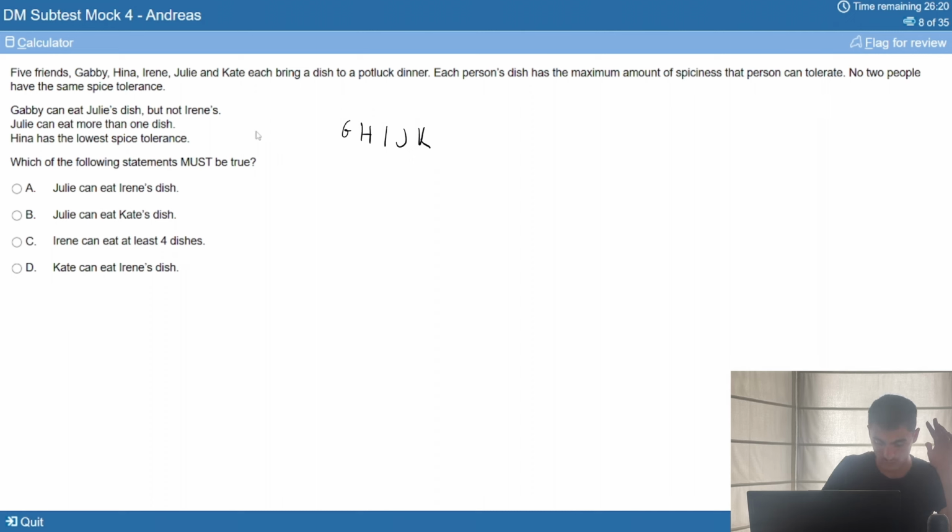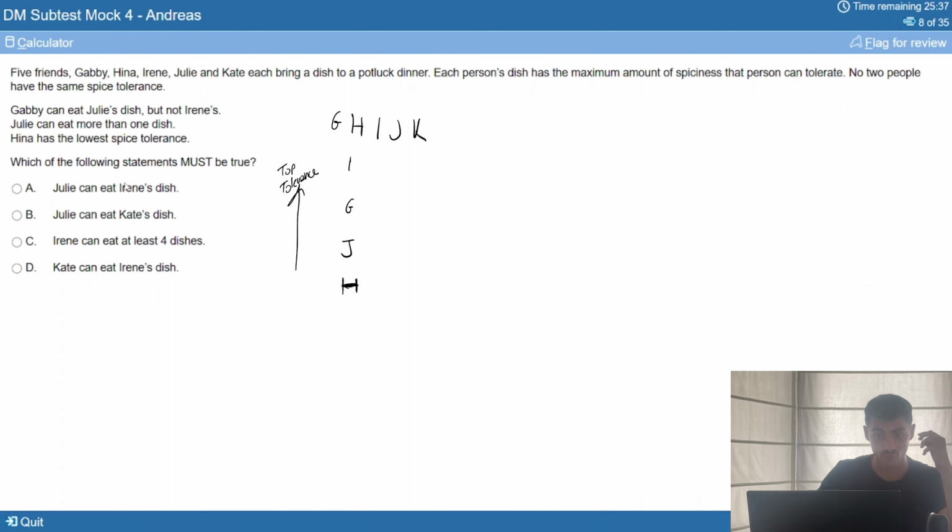Okay, so if we make a scale, and here is top, tolerance. Okay, we have that Gabby can eat Julie's dish, so she's above Julie, but not Irene's. So Irene is above Gabby. Julie can eat more than one dish. She can eat her dish and another one, so there must be another one here. And H has the lowest spice tolerance, so this is H, and we need to find where K is. So K could, I guess, be anywhere.